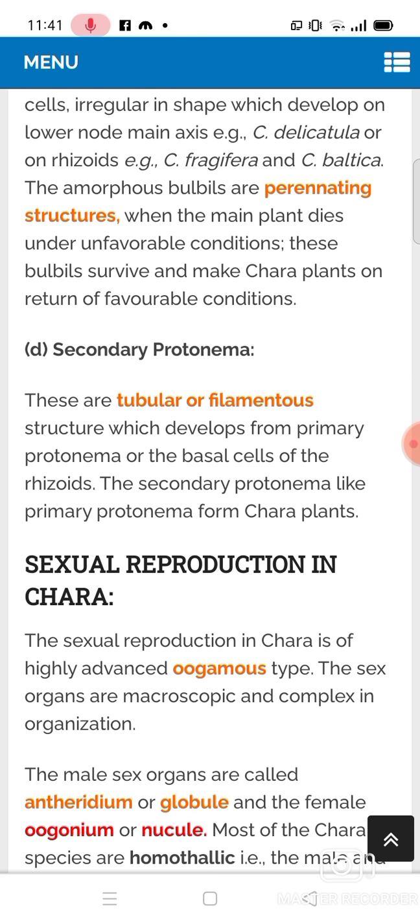Now the fourth type of vegetative reproduction is secondary protonema.